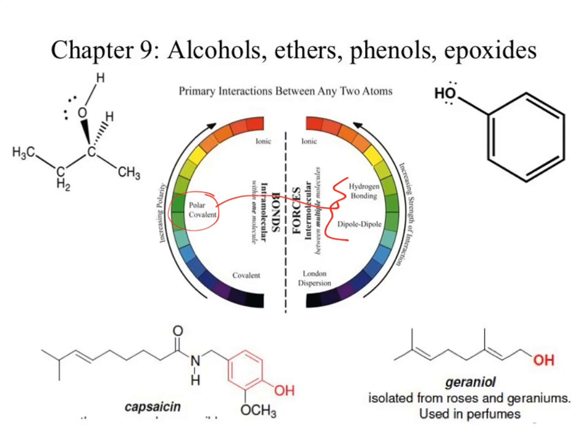Okay, it matches the color wheel. So if I have a green polar covalent bond, I expect a green type of force, which puts me at the dipole-dipole or hydrogen bonding forces. Why does that become important? What happens as we go from black to red in the forces? We get a stronger force.